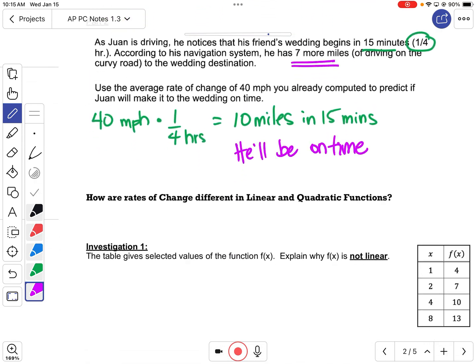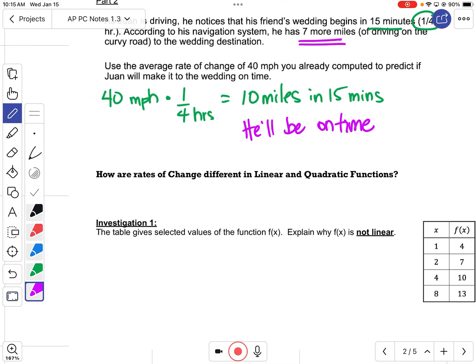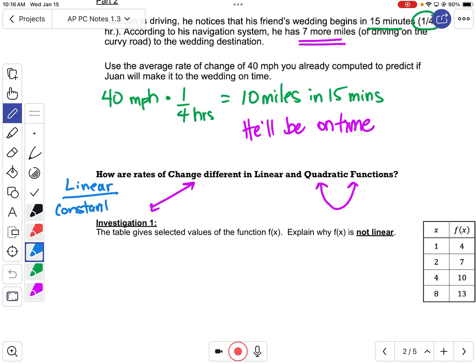So just a few more rate of change things. How are rates of change different between a linear and a quadratic function? Got a linear function versus a quadratic function. What's different about their rates of change? Yeah, the linear function has a constant rate of change. It has a constant slope. If it's a line, it changes consistently, by the same slope every time.